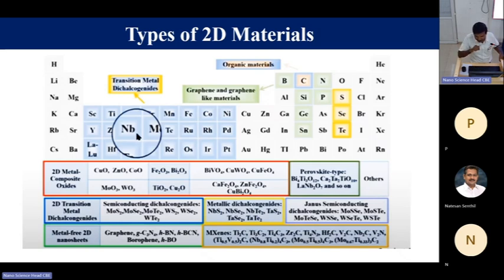That might be very costly. Okay, you wanted to reduce the cost. For that you are using some material.